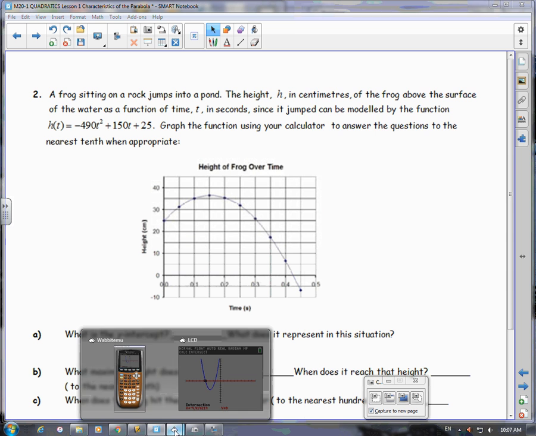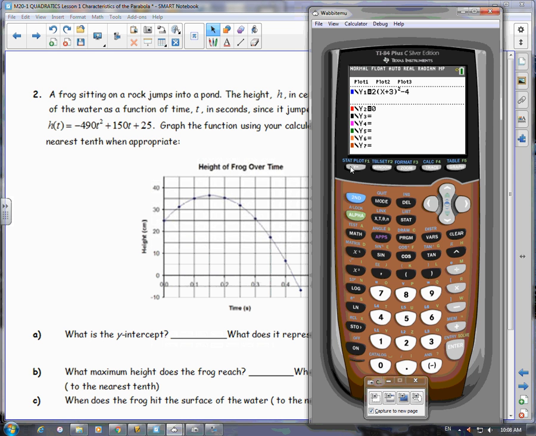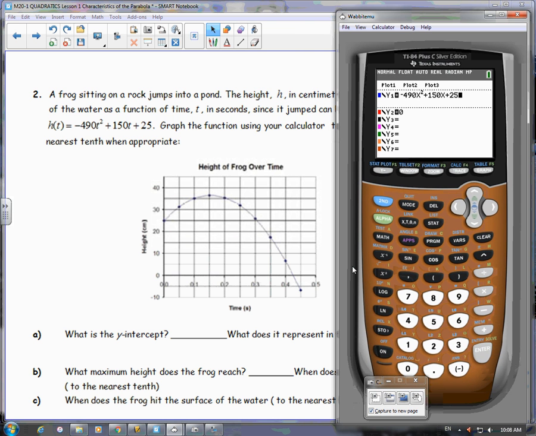So let's enter our equation in the calculator. In the first one, clear this out. -490, we don't have a t, so it's always going to be x. X squared plus 150x plus 25. And I'm going to keep in that second line y equals 0. And it says graph function. So I'm looking at this graph that's here. That gives me a clue as to what the window settings should be.